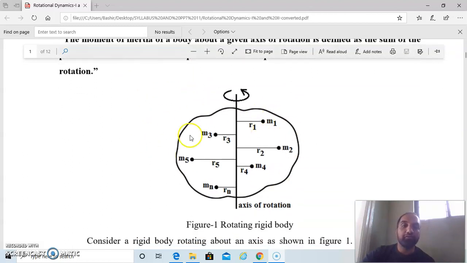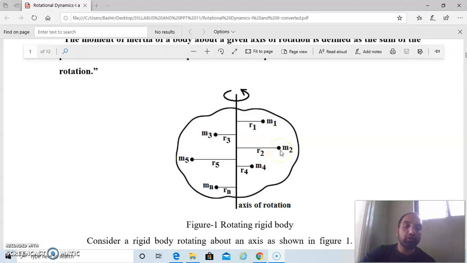See, we have one figure. This is a rigid body. A rigid body is made up of a number of atoms or tiny particles, and this is the axis of rotation about which the body is rotated. Now, suppose n number of particles are there. m1 is the mass of the first particle, whose distance from the axis of rotation is r1.